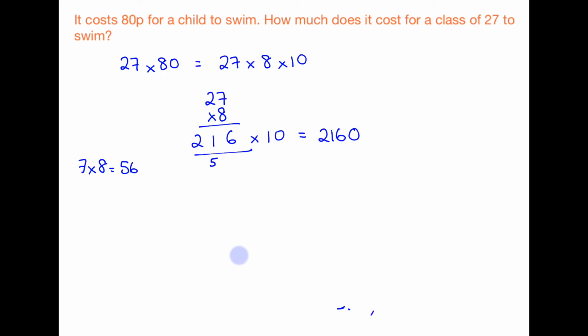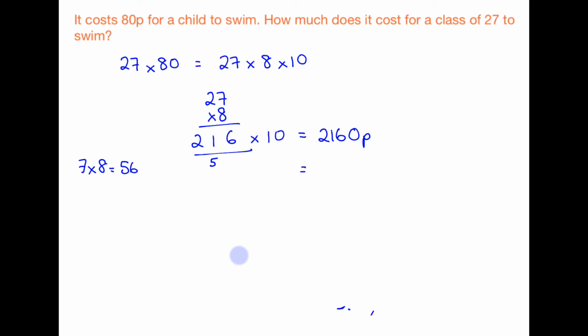So let's just go back to the question. It costs 80 pence for a child to swim. How much does it cost for a class of 27 to swim? So because this was 80 pence, then our answer is in pence, okay? But the person who's on reception at the swimming pool is not going to say, that will be 2,160 pence, please, are they? They're going to tell you how many pounds and pence it is. So we need to change it.